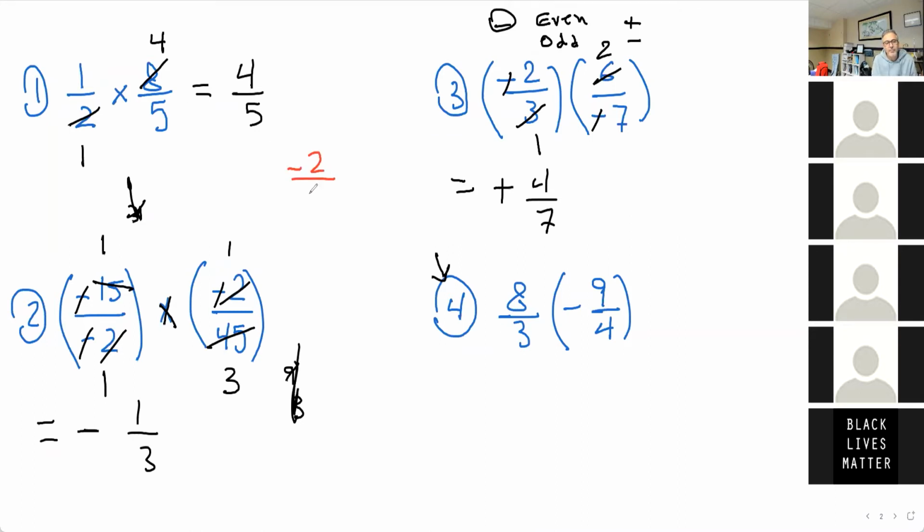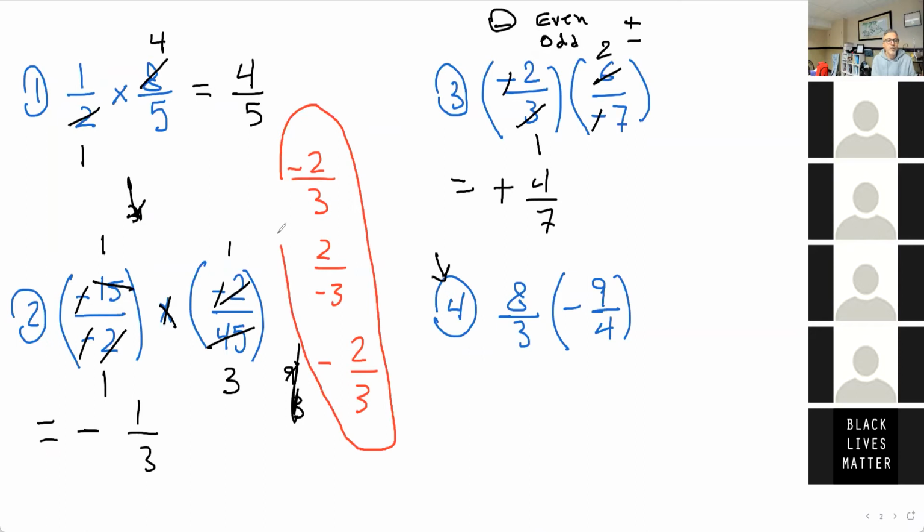Negative 2 over 3 is the same as 2 over negative 3, is the same as negative 2 over 3. All of these here are the same. Why are they the same?